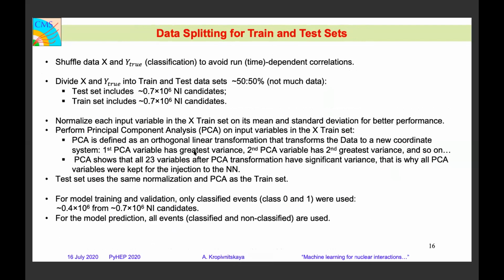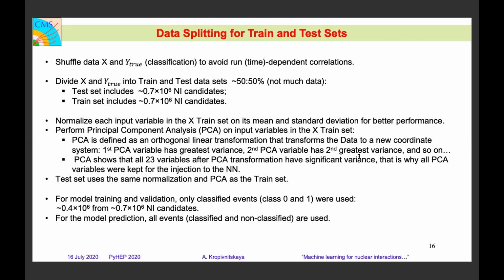Okay, so we split our data set into test and train. After that, we normalize each input variable in the X-train set on its mean and standard deviation for better performance. And we perform a principal component analysis on the input variables in the train set. For those who are not familiar with PCA, it is defined as an orthogonal linear transformation that transforms the data to a new coordinate system, in such a way that the first PCA variable has the greatest variance, the second PCA variable has the second greatest variance, and so on.